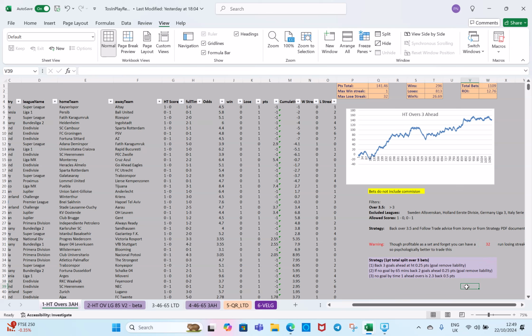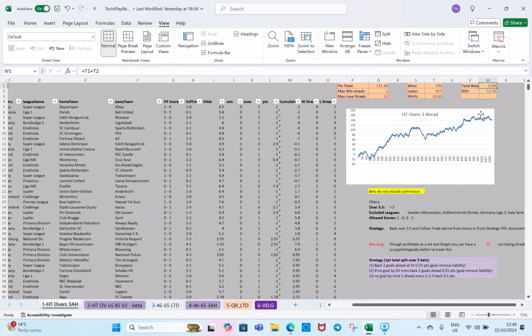So 1 point is split over 3 bets. You back 3 goals ahead at half-time for 1/4 of a point. Remove the liability when there's a goal. If no goal by 65 minutes, you back 2 goals ahead with 1/4 of a point. Again, if goal, remove the liability. And if you don't have a goal, you wait until overs. 1 goal ahead is 2.3, and you back for 1/2 a point. So basically, that's that one. It's a set and forget.